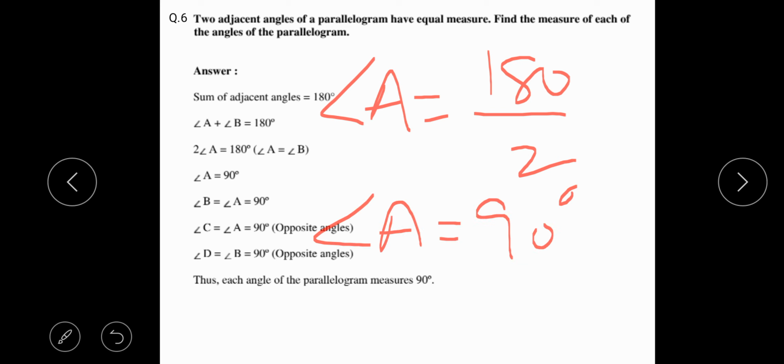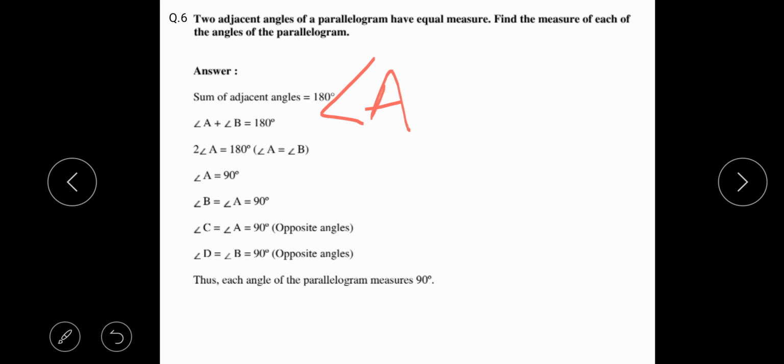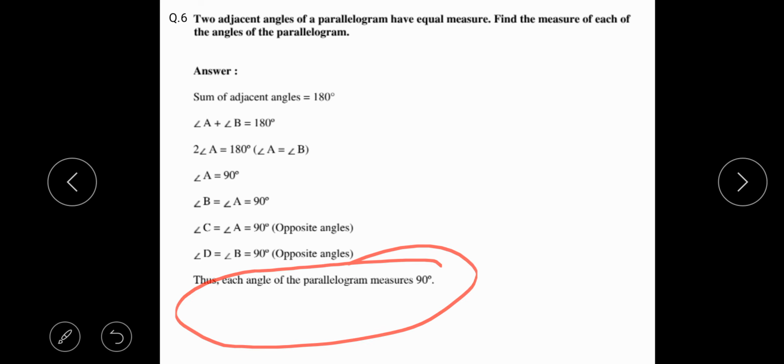If angle A is equal to 90 degree, then it means B also 90 degree, C also 90 degree, and D also 90 degree, because angles A and B are of equal measure. So the opposite angle of A is C, so C is also 90 degree, and the opposite angle of B is D. Therefore, D is also 90 degree. It means all the angles of the parallelogram are 90 degree.